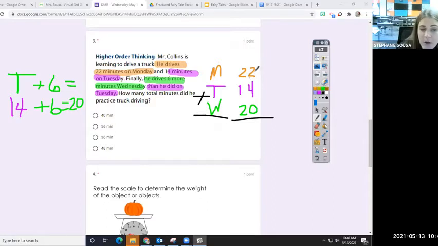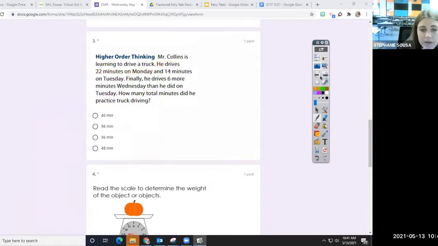Now I can add them all up. 2 plus 4 plus nothing is equal to 6. 20 plus 10 is 30. Plus 20 more is 50. 56 minutes is your correct answer. Questions on that? Okay, let's check it out.